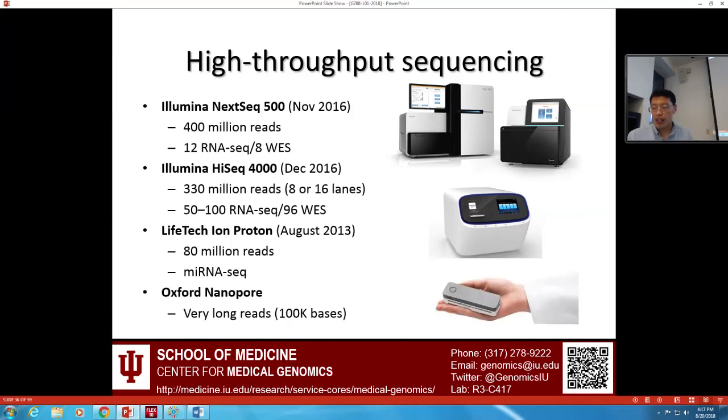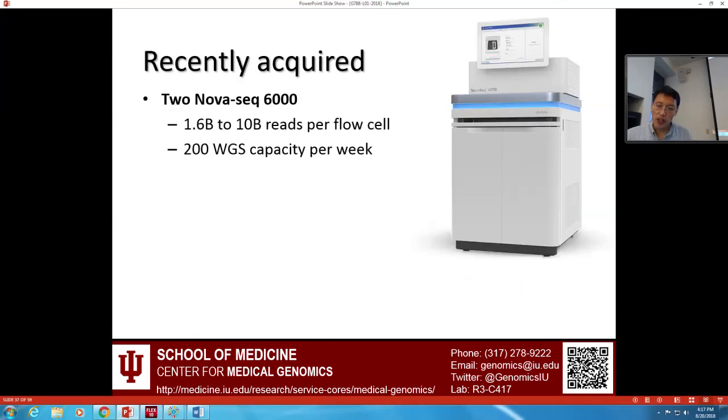And we also have nanopore sequencers. We recently acquired two NovaSeq 6000 sequencing instruments. And this will give us about 1.6 billion to 10 billion reads per flow cell. And our capacity is that we can sequence 200 whole genomes in a week.